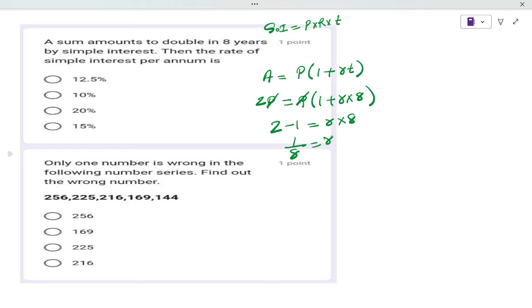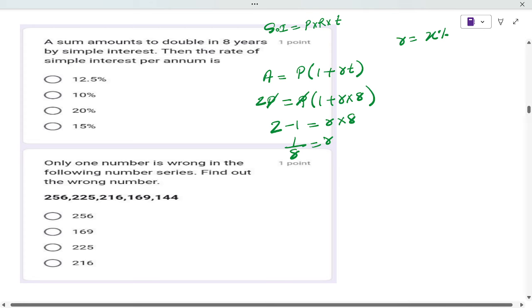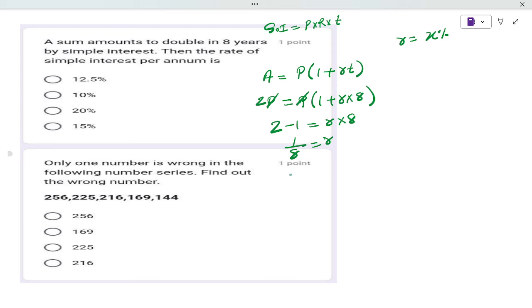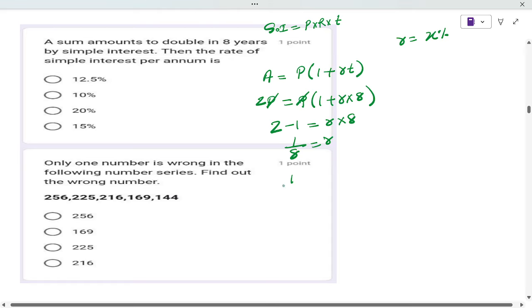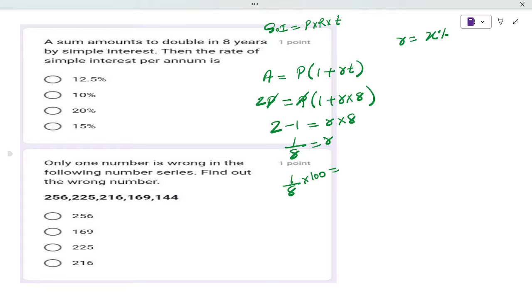Rate is in percent, for example 10% interest or 5% interest. So 1 by 8 is a fraction, to make it a percentage we multiply 1 by 8 into 100. So 1 by 8 as a fraction is 12.5. If you are familiar with converting fractions to percentages, just by seeing 1 by 8 you can say it's 12.5. So the answer is this one.